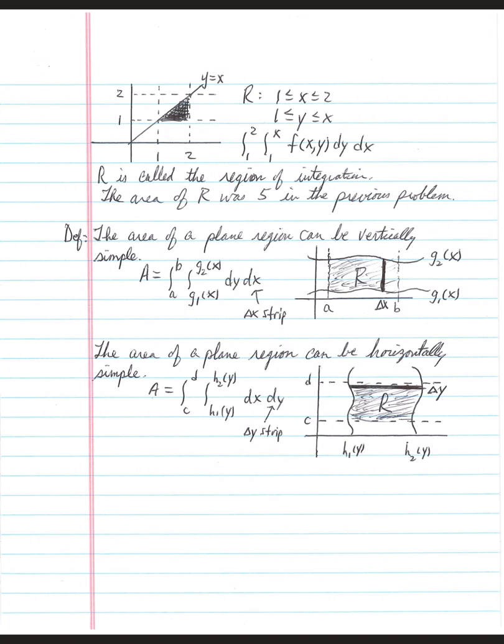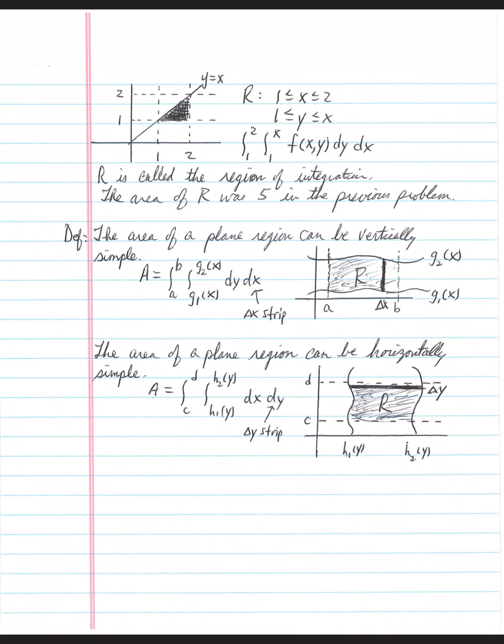In that previous example, we could define our region. X was from 1 to 2. Y was from 1 to x. And we can set up our double integral this way. R is the region of integration. The area of R was 5 from the previous problem.